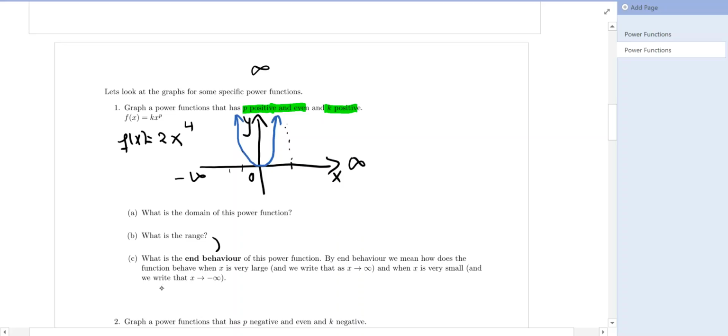So how do we write this? We say that as x goes to infinity, as x goes really, really large, the y value also goes to infinity. Now, as x goes to negative infinity, a really, really small value, you'll see that the graph also would be up here somewhere, off the charts, right? So then we say that as x goes to negative infinity, the graph also goes to infinity. It goes up.